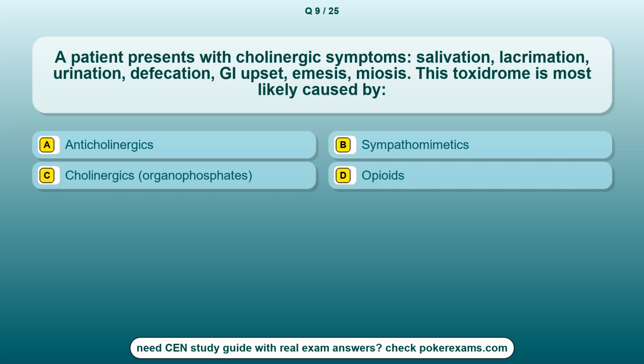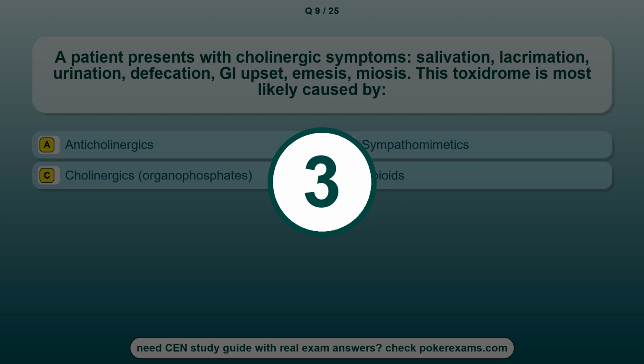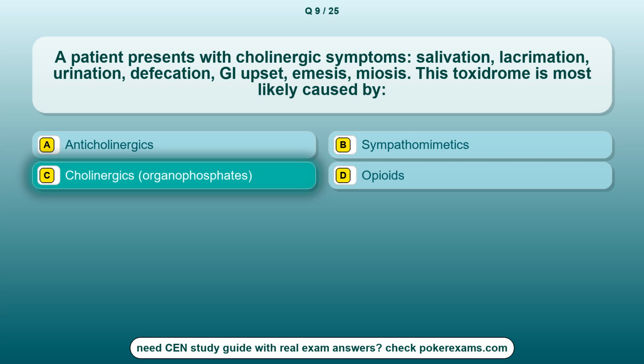Question 9. A patient presents with cholinergic symptoms: salivation, lacrimation, urination, defecation, GI upset, emesis, miosis. This toxidrome is most likely caused by: Option A, anticholinergics. Option B, sympathomimetics. Option C, cholinergics, organophosphates. Option D, opioids. The correct answer is option C, cholinergics, organophosphates.